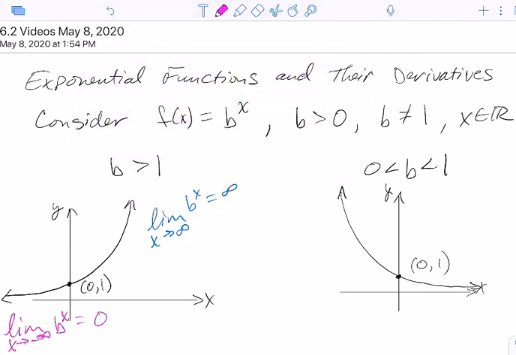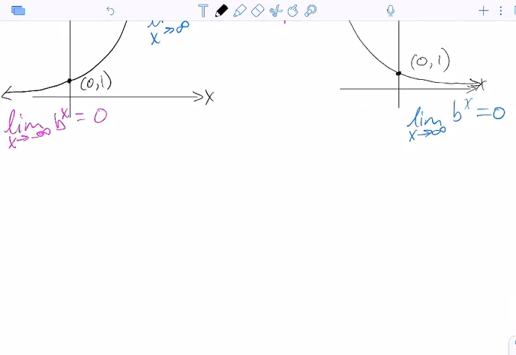As we look up in the second quadrant, we can see that the limit as x approaches negative infinity of b to the x is equal to infinity, and then being asymptotic with the positive x-axis indicates that the limit as x approaches infinity of b to the x is equal to 0. These are true for bases less than 1. That was our quick reminder about exponential functions.